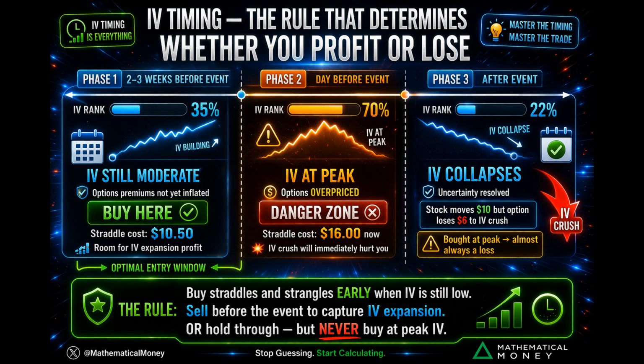This is vol crush. If you buy a straddle or strangle after implied volatility has already been inflated just before the earnings announcement, you are buying at peak premium. Even if the stock moves significantly, vol crush can destroy the value of your options faster than the directional move builds it up. The critical rule: buy straddles and strangles when implied volatility is still low, before the market has priced in the expected event. Buy early, not at peak fear.